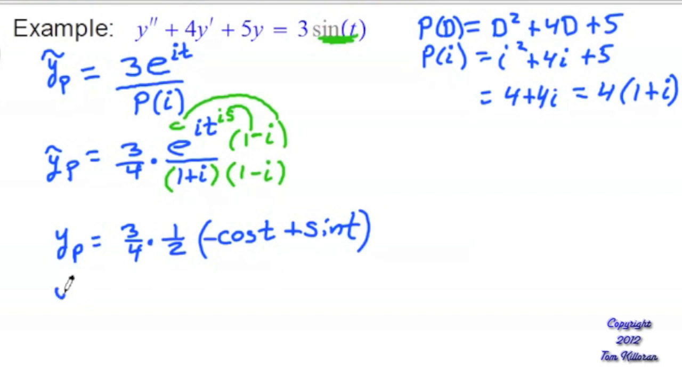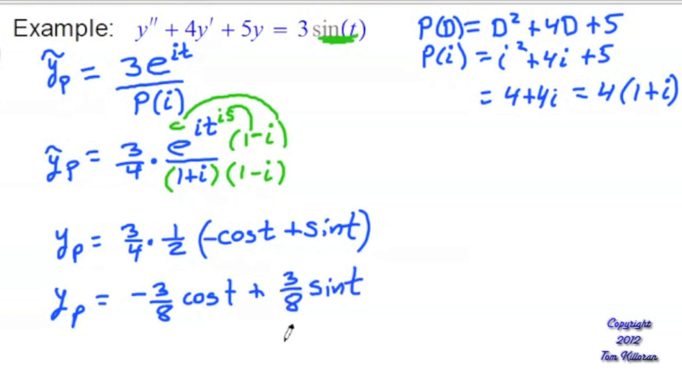And then we can just neaten it up a little bit. y particular is equal to, this would be 3/8, so negative 3/8 cosine of t plus 3/8 sine of t. And again, what's really nice is we don't have to figure out these undetermined coefficients. This method brings them into the answer automatically.